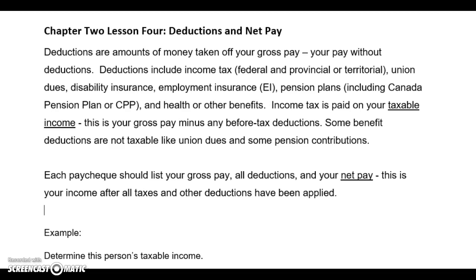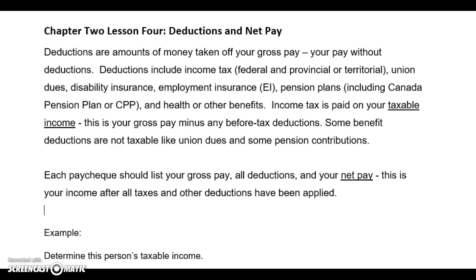So your deductions are amounts of money taken off of your gross pay, which is your pay without deductions. So deductions include your income tax, union dues, disability insurance, employment insurance, pension plans, and health or other kinds of benefits. So your income tax is paid on your taxable income, which is essentially your gross pay minus any before tax deductions. And some of those before tax deductions might include your union dues and some pension contributions.